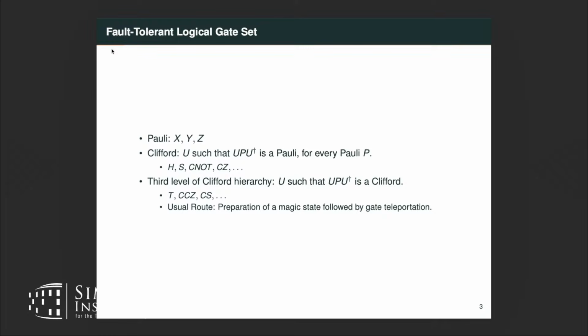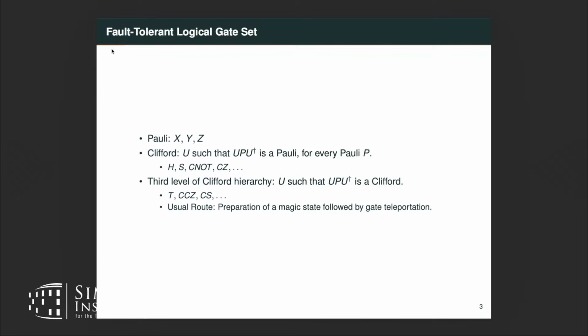At the lowest level, we have the Pauli operators. The logical Paulis are simply tensor products of physical Paulis, and therefore they are depth-1 circuits. Applying them is very easy. This is not an issue. But of course, that's not enough to do universal quantum computation. We need a universal set of fault-tolerant gates, and to complete that, we need two extra sets of gates.